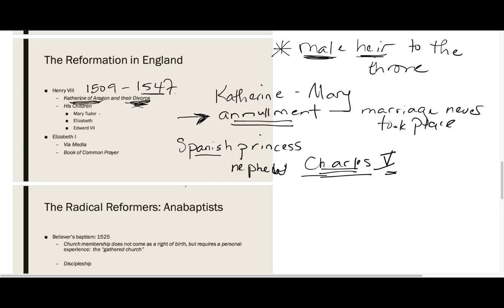You know what I'm going to do? I'm going to declare myself a Protestant nation, make myself the head of the church, set up a new church, and give myself an annulment. And hence is born the Church of England.